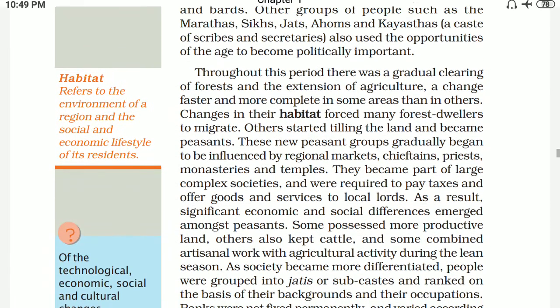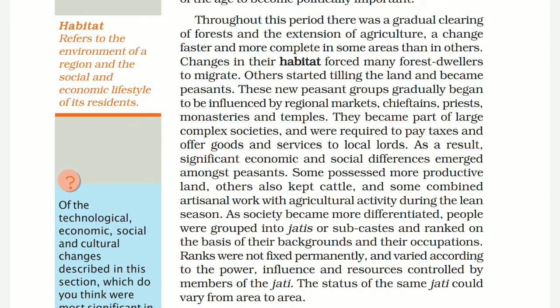Throughout this period, there was a gradual clearing of forests and the extension of agriculture, and the change was faster and more complete in some areas than in others. Changes in their habitats forced many forest dwellers to migrate. Others started tilling the land and became peasants. These new peasant groups gradually began to be influenced by regional markets, chieftains, priests, monasteries, and temples. They became a part of a large complex society and were required to pay taxes and offer goods and services to local lords. As a result, significant economic and social differences emerged among the peasants.